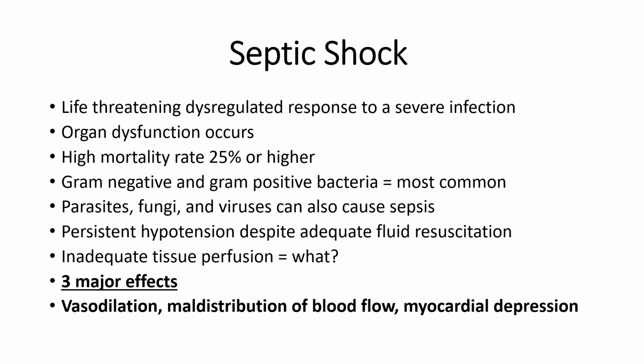So inadequate tissue perfusion, okay. We know that we're going to have tissue dysfunction, organ dysfunction because of the hypoxemia to our tissues, right? They become ischemic. So we have major vasodilation going on. We have maldistribution of blood flow, because of that decreased perfusion, and we can have myocardial depression.